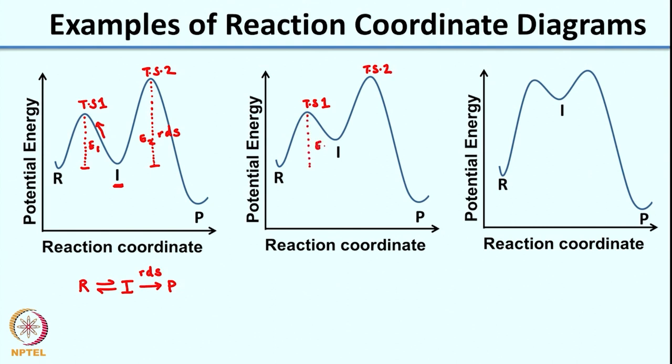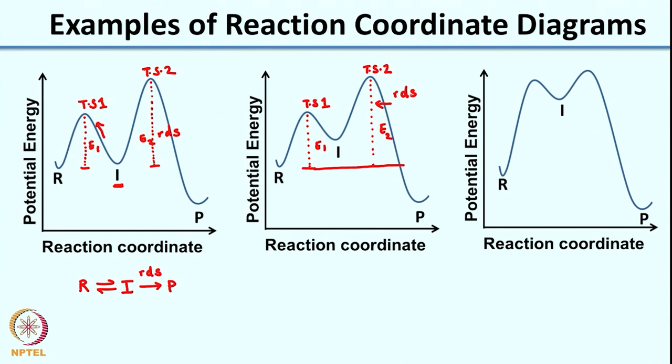So this is your E1. Now what you need to focus on here is, if this is the energy of the reactant, although the energy to go from the intermediate to transition state 2 is almost equal to E1, the energy to go from the reactant to transition state 2 is significantly higher. So that's why this step is the rate determining step.